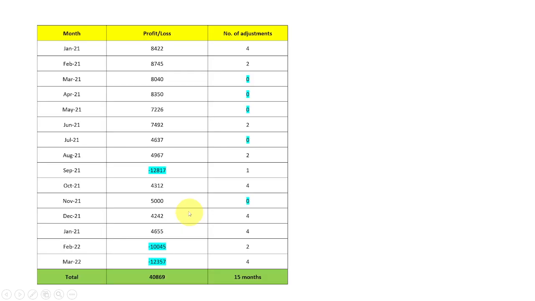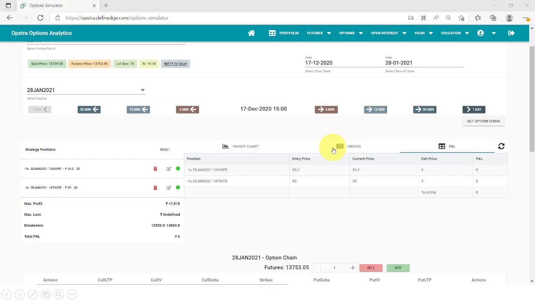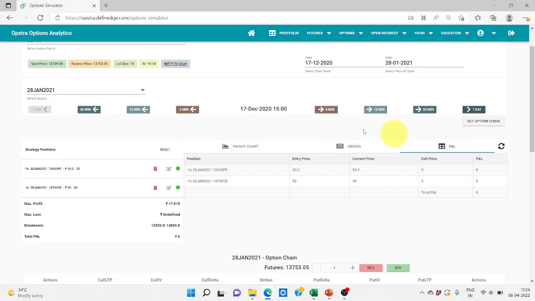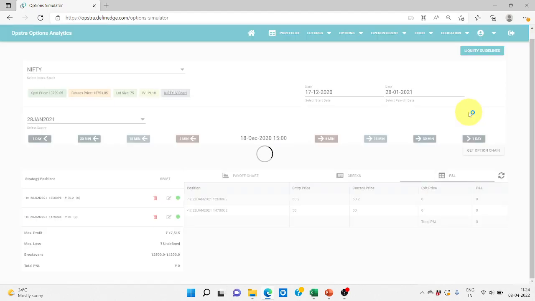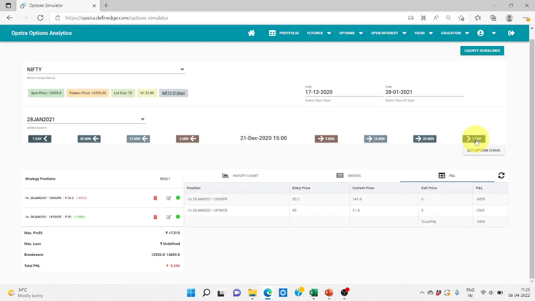So you can see, maximum we are doing only 2 sets of adjustments. This is one set, and the maximum is 2 sets of adjustments only. Let's see with a live example here. We are starting with 50 rupees each and we'll see how it goes.